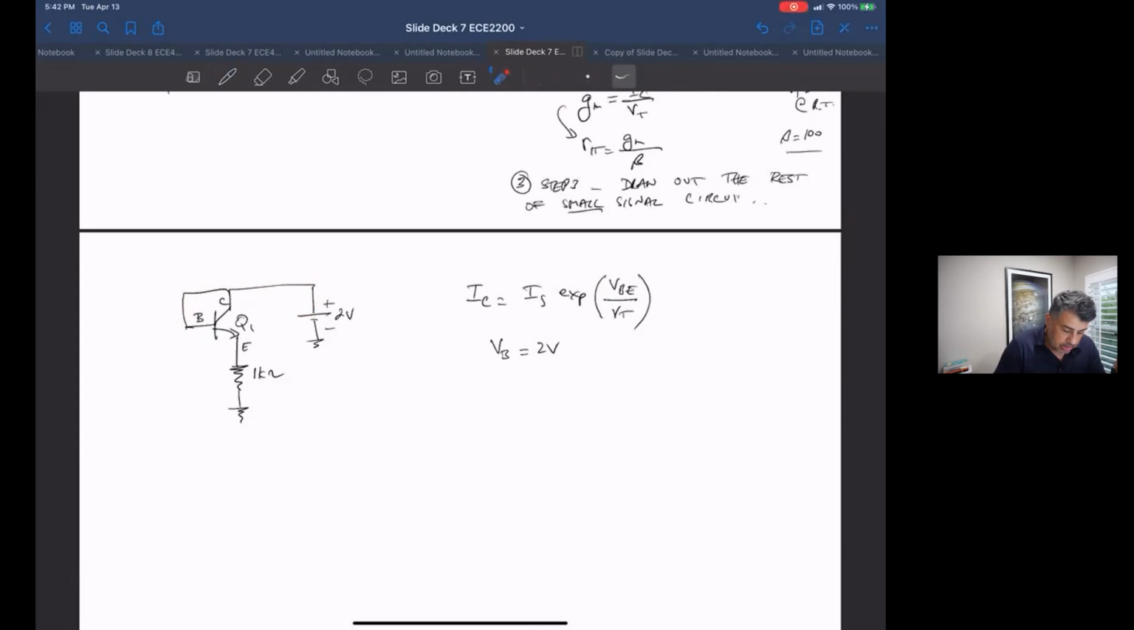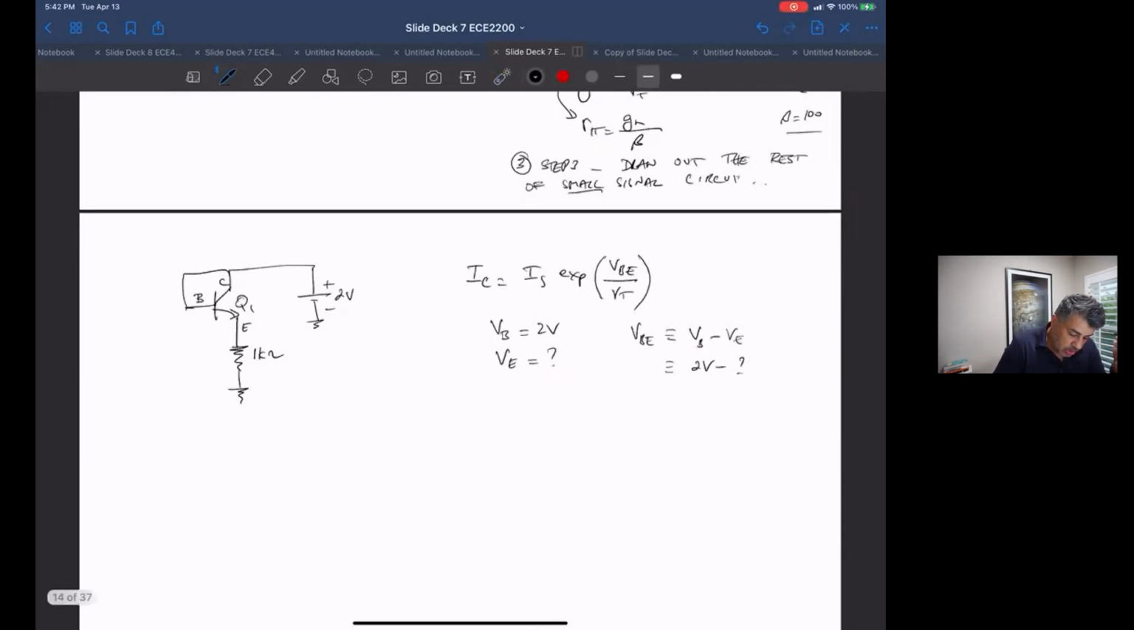The problem is we don't know VE. Right? VE is just hanging in the breeze over here. And so the question is, how do we figure it out? Because we need VB, we need VBE. The definition is VB minus VE. So we've got 2 volts minus question mark, right? So we've got to figure out what this VE is.